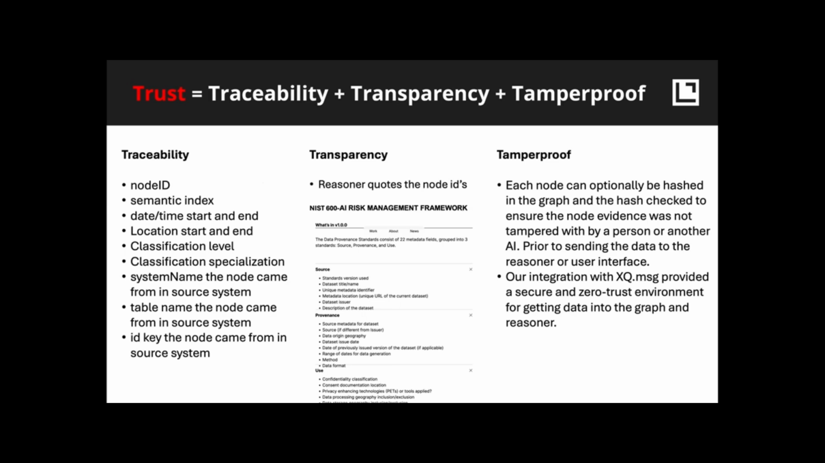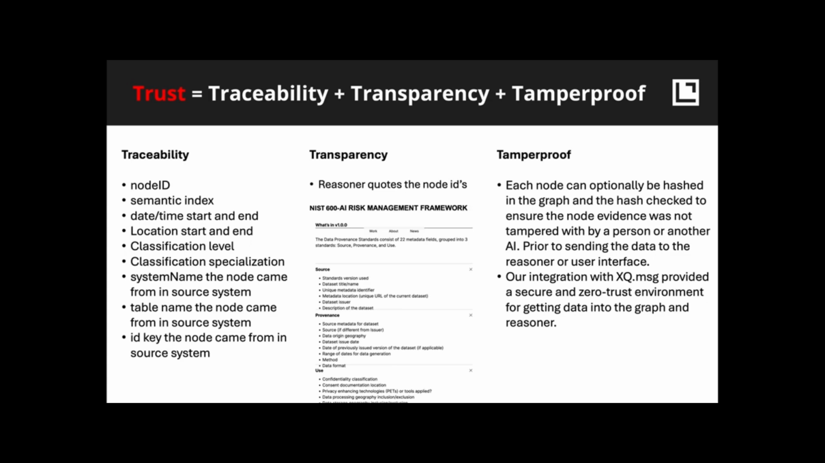In order to make sure that our system is trustworthy, we do everything available to us to make sure that the system is very difficult to go off the rails, so to speak. So for every node in our graph, every piece of evidence in our graph, we store a whole bunch of different information about it so that we can trace it back to the original system that it came from.